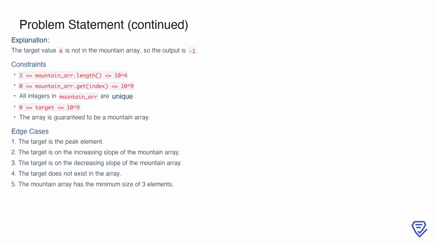You should carefully handle edge cases, such as when the target is the peak element, when it lies on either the increasing or decreasing slope, or when the target does not exist at all. Additionally, consider arrays with the minimum size of 3 elements. By understanding these constraints and edge cases, you can design a solution that is both efficient and robust.